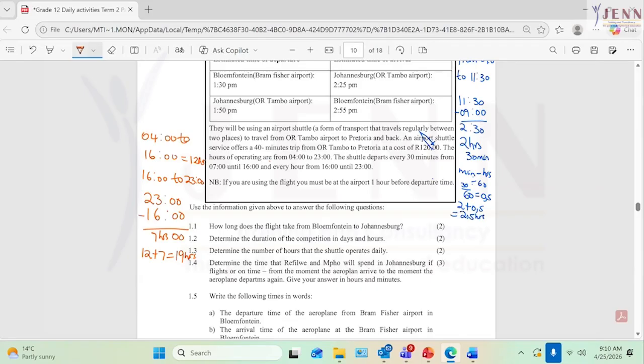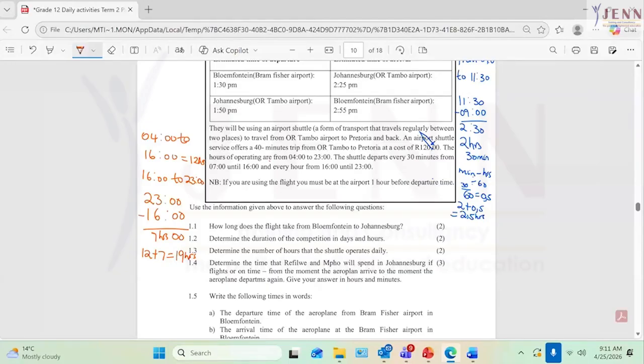So we know that they have arrived in Johannesburg at 25 past 2 in the afternoon. Remember, they arrived the day before the competition. They arrived on Friday. So from Friday, 25 past 2 in the afternoon, to the following Friday at 25 past 2 is 7 full days.